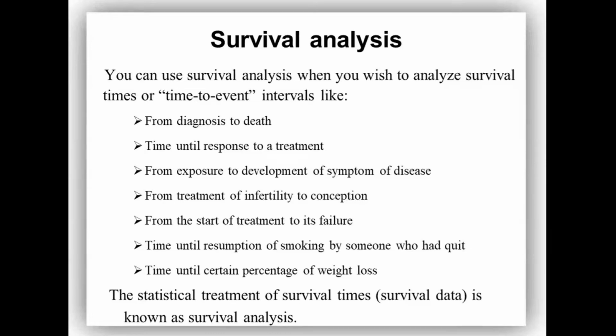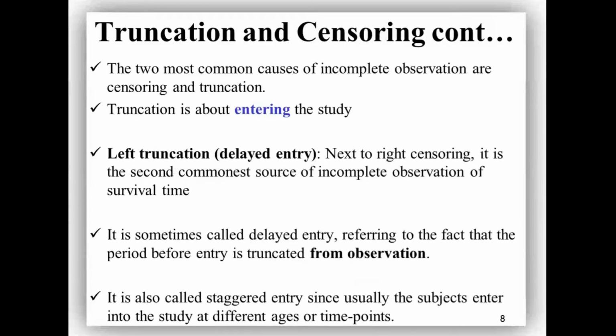The statistical treatment of survival time or survival data is known as survival analysis. So the appropriate statistical method on such data is survival analysis. The two most common causes of incomplete observation are censoring and truncation. Truncation and censoring are phenomena that make survival data different from other types of data, especially from continuous or categorical data.